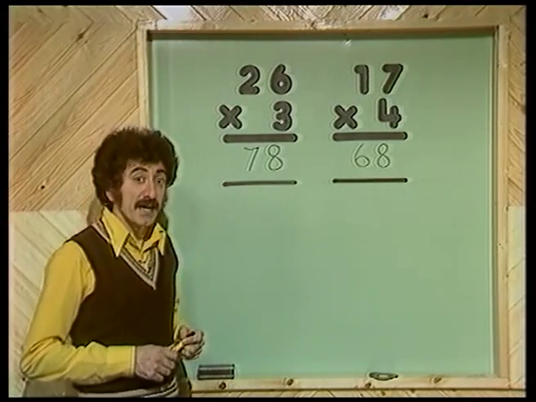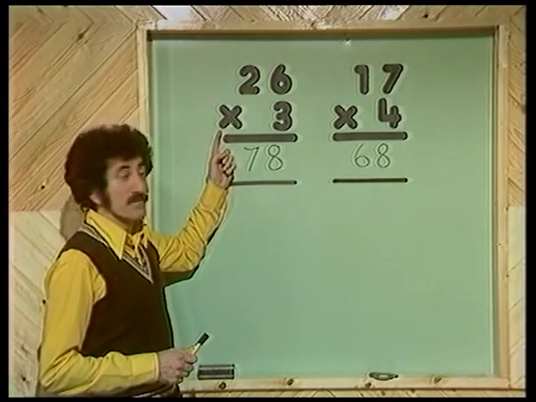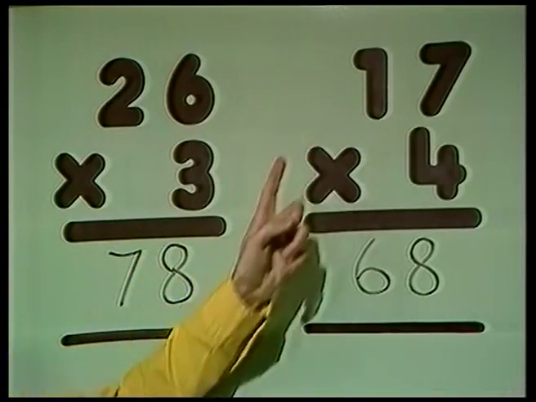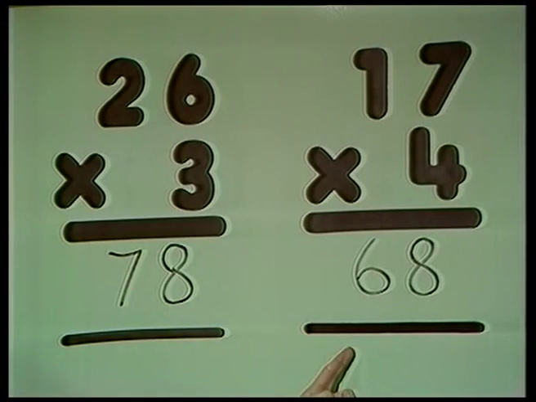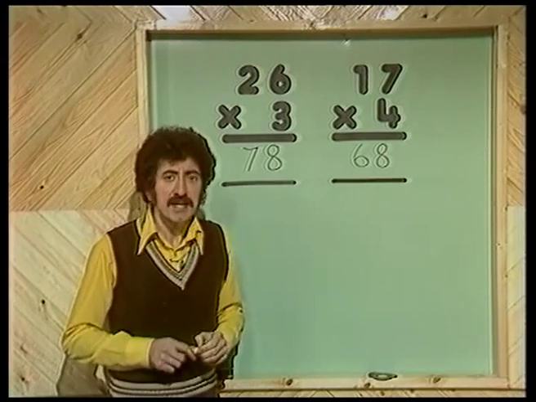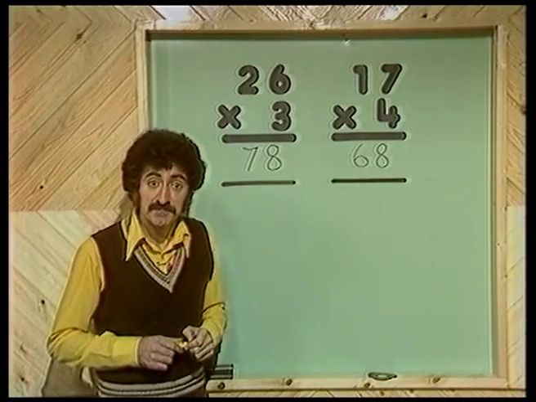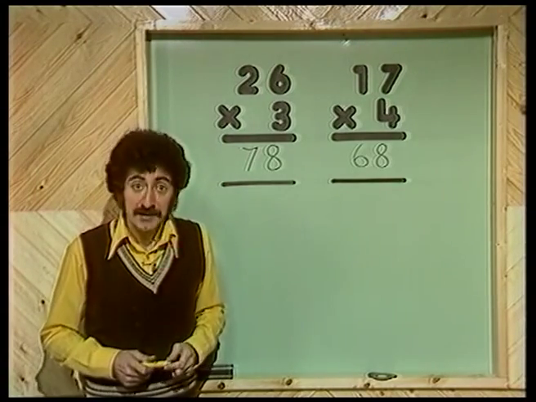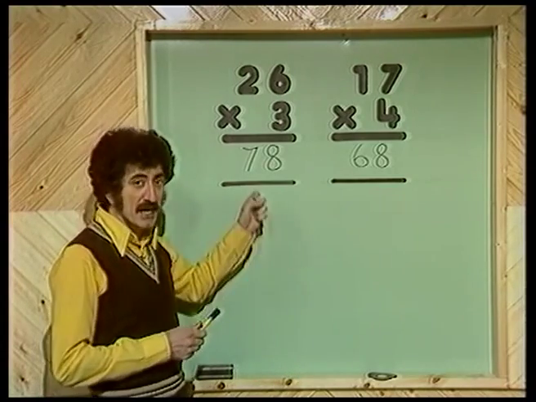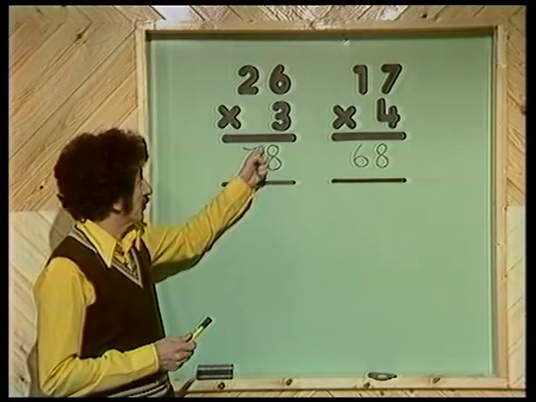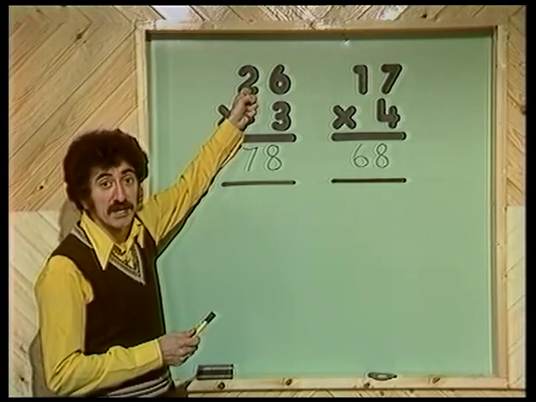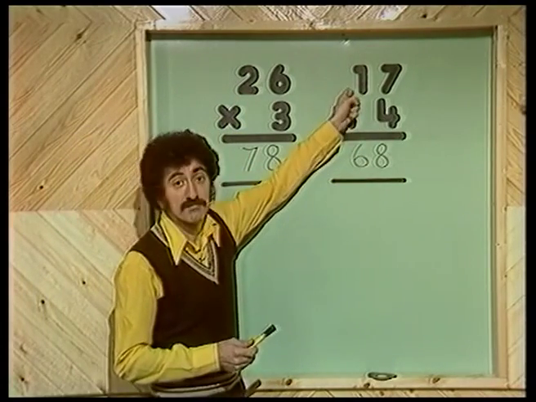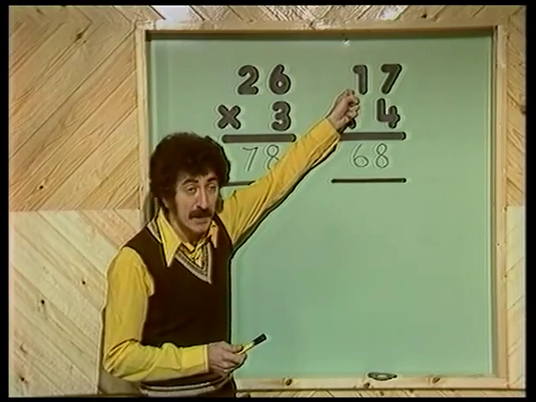Let's look at those two again. 26 times 3 is 78, and here 17 times 4 is 68. And we'll keep those sums handy as we're going to use them again in a moment. As we've seen, multiplying and dividing go together, so that 78 here divided by 3 is 26, and 68 divided by 4 is, that's right, 17.